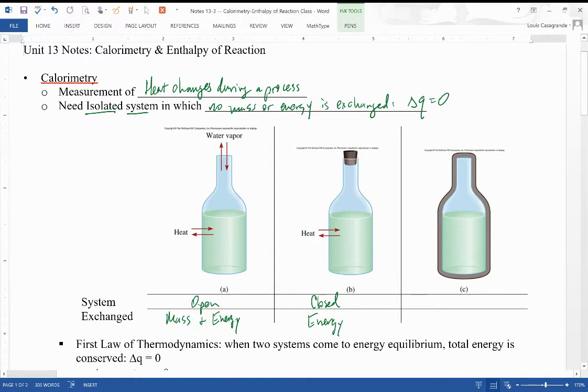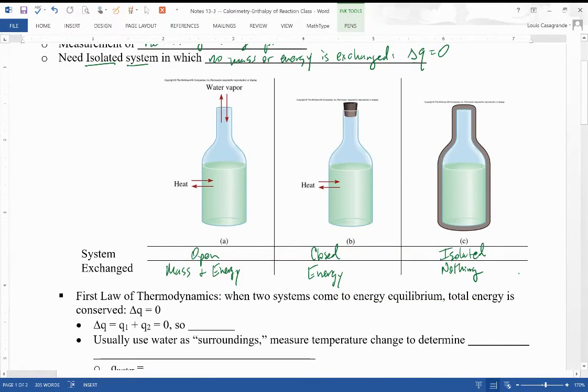isolated. And then finally, in the ideal situation, in an isolated system, we have nothing being exchanged. And that means that everything should be contained within the system, within that container, and we'll be able to measure different aspects of what's going on inside that system.